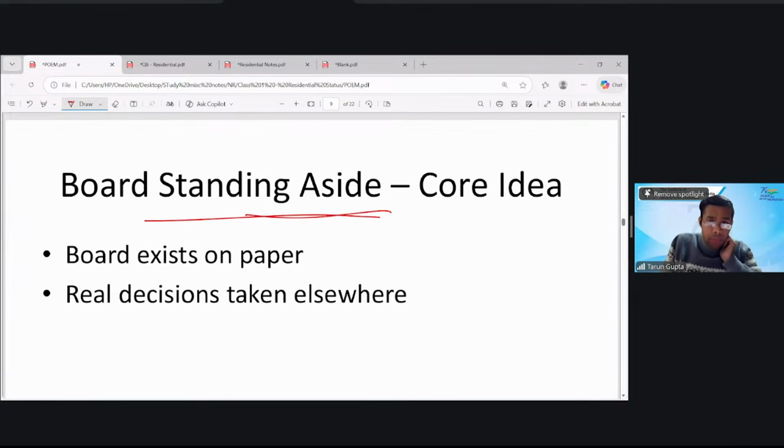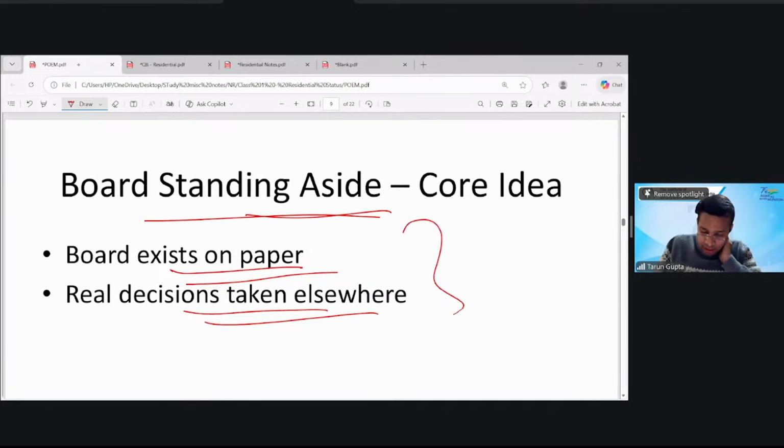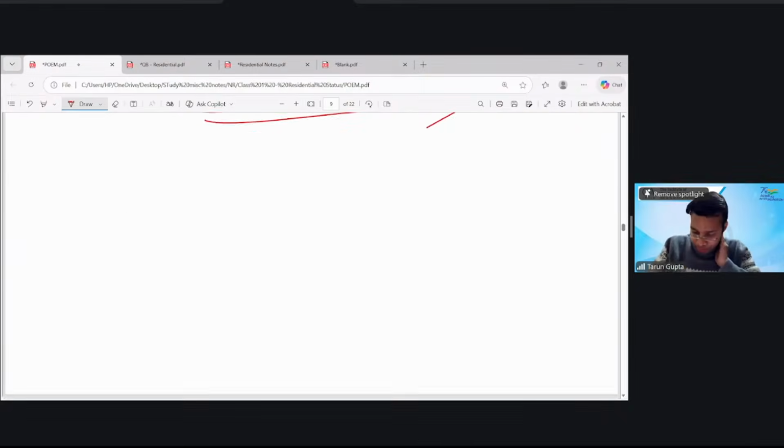If the board is standing aside, it means the board exists only on paper. Real decisions are taken elsewhere. In such a case, the POEM shall be the place where the real decisions are actually taken. We are talking about substance, not form.